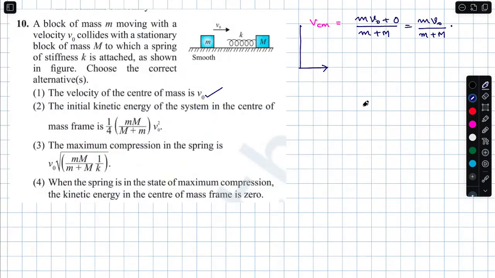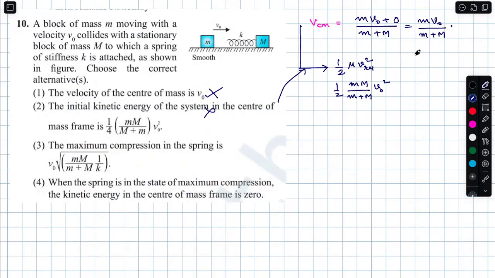The initial kinetic energy of the system in the center of mass reference frame. Here, we know it is half reduced mass times V relative square. You already know this. So half small m capital M by small m plus capital M times V0 square. So therefore, when observed, the first one is wrong, the second one is wrong.